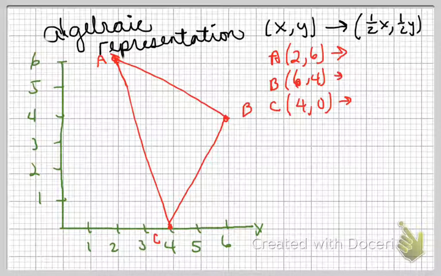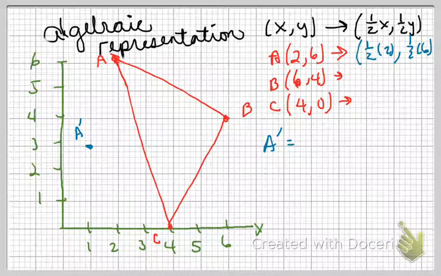All right, so here we go. We're going to do A prime, and I'll do this in a blue color so we can see it. So for A prime, we're going to take half of 2, and then half of 6. Half of 2 is 1, and half of 6 is 3, so I should go over 1, up 3, and put a dot there. So that'll be my A prime. My A prime is going to turn into (1, 3).